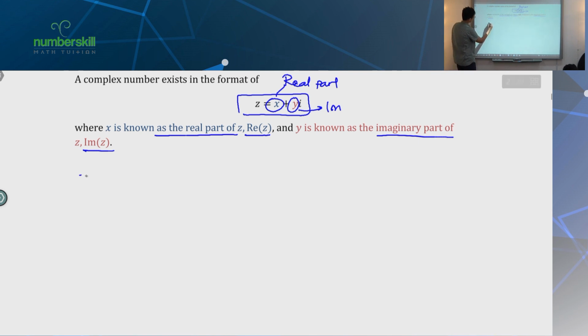Let's try. So the idea is this, right? If I have z equal to 3 plus 4i, then we say that the real part of z is 3. The imaginary part of z is 4. That's it.